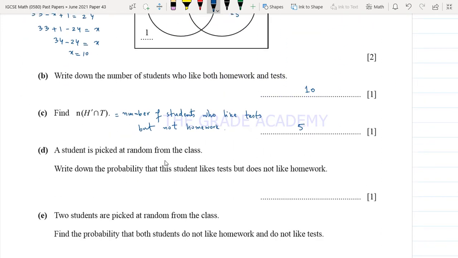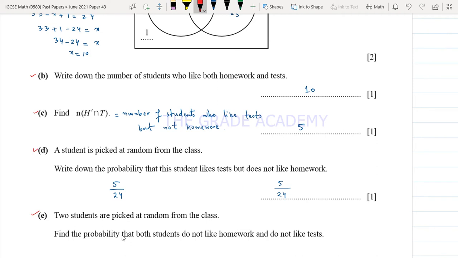So a student is picked at random from the class. Write down the probability that this student likes tests but does not like homework. So here we have to write the probability. So we are picking a student at random from the class, from 24 students. Okay, and we have to write the probability that this student likes the test but does not like homework. So now we know that there are 5 students who like test but do not like homework. So the probability will be 5 divided by 24. So 5 out of 24 students like test but don't like homework.